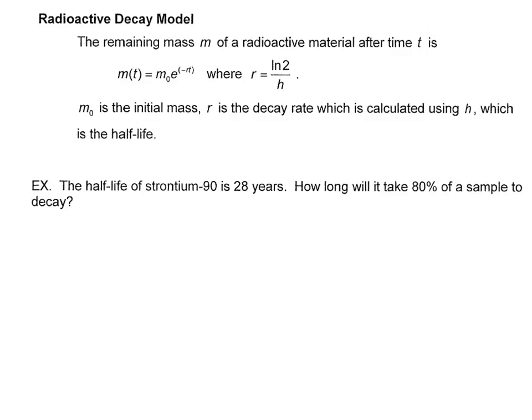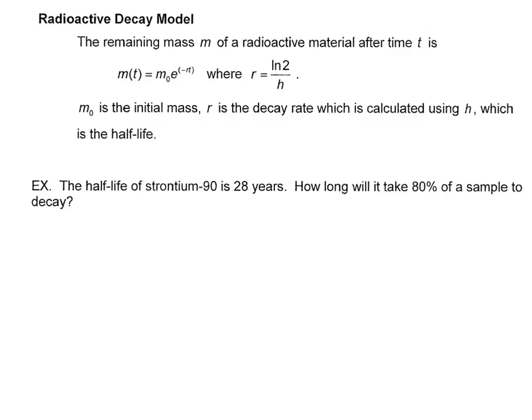Radioactive decay. The remaining mass, m, of a radioactive material after time t is m of t equals m naught e to the power of negative rt, and then r has its own formula, the natural log of 2 divided by h. H is the half-life, and that will be given to you in the problem. So our first example says the half-life of strontium-90 is 28 years. How long will it take 80% of the sample to decay?